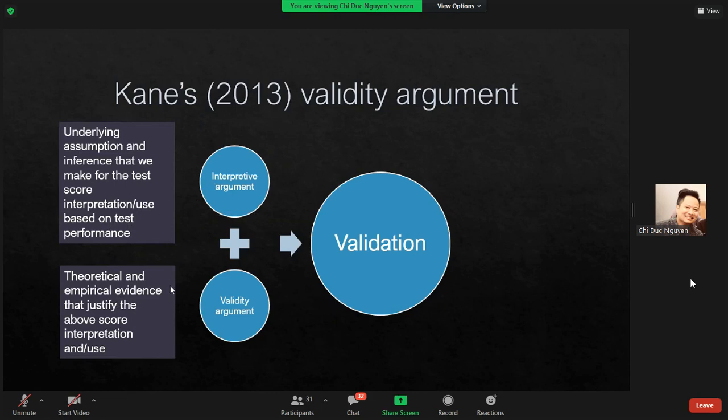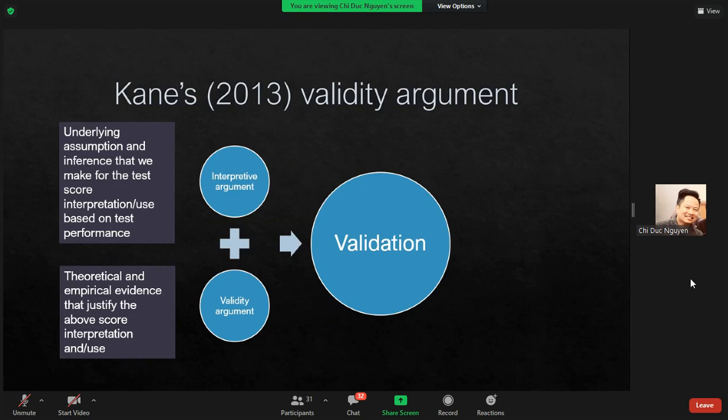And this kind of evidence can come from theory, or it can come from real-life data. For example, here we have the theory about what writing ability should include, what kind of underlying knowledge and underlying skills we need to have. Yeah, it's about the theoretical evidence.